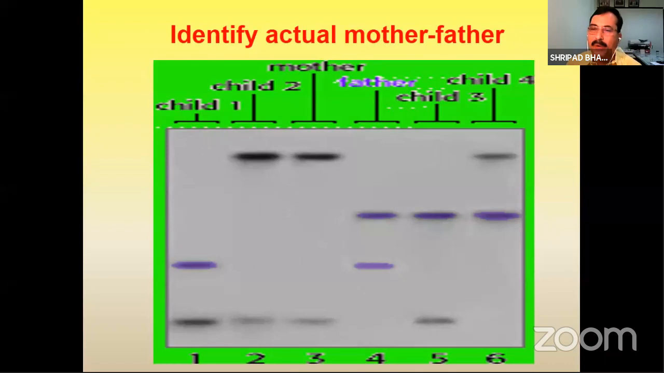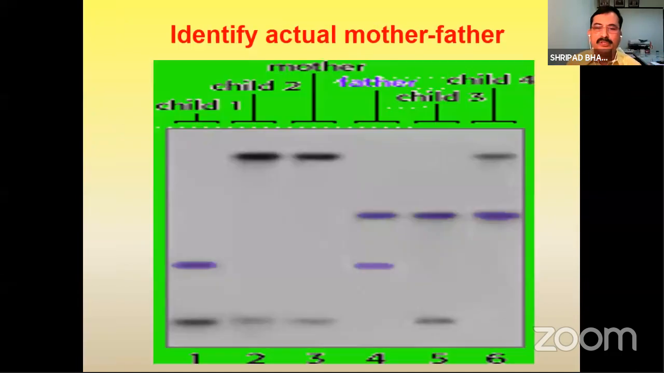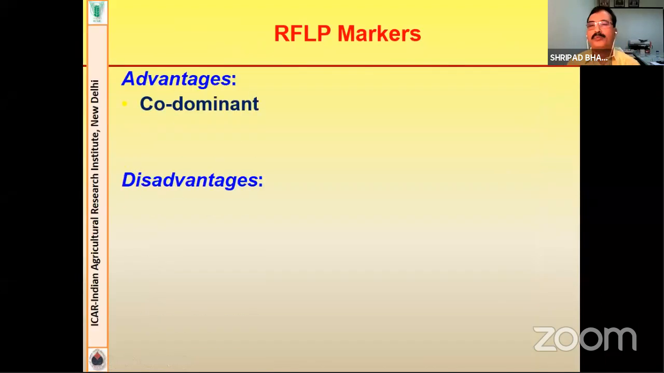So friends, these RFLP markers, as you could see, have some advantages and disadvantages. The advantage is that it is codominant. Codominant means you can see one band from the father, one from the mother, okay? It's not like one present, one absent. So you are getting one from both. So it is a codominant marker, and we can easily identify the hybrid.